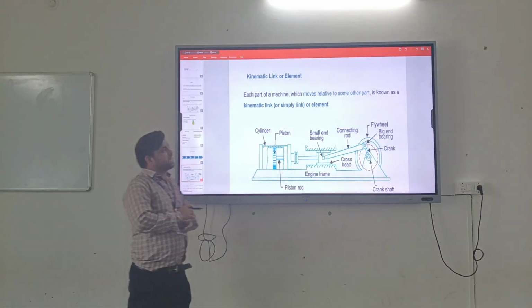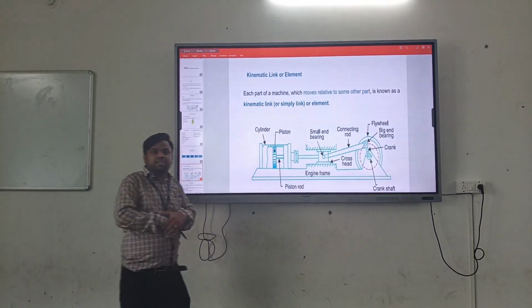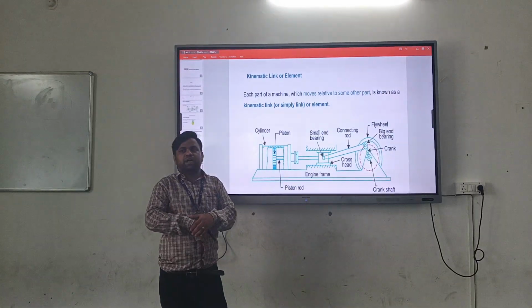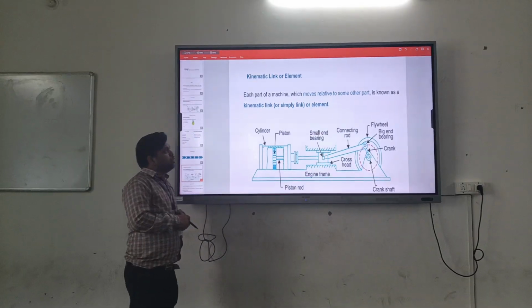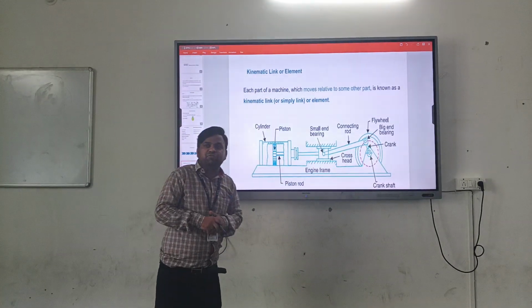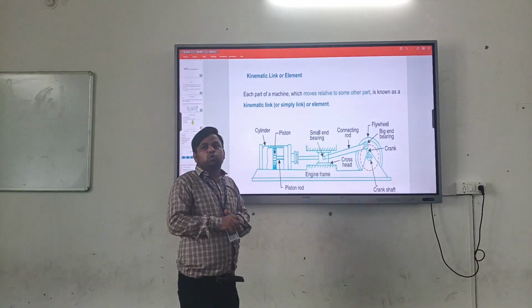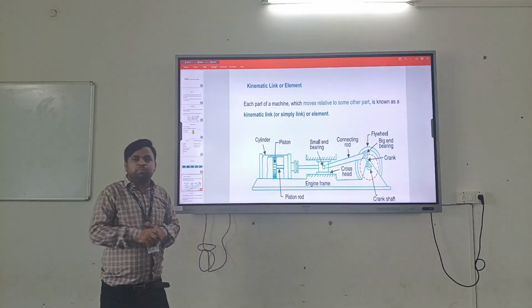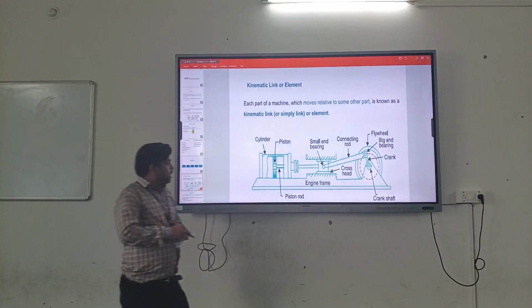So here we start with the kinematic link or element. Each part of a machine is made up of a single component. That single component is known as a link or element, which moves in relative motion with the others to transfer one form of motion to do some useful work. Each component is simply called a kinematic link, or simply a link.